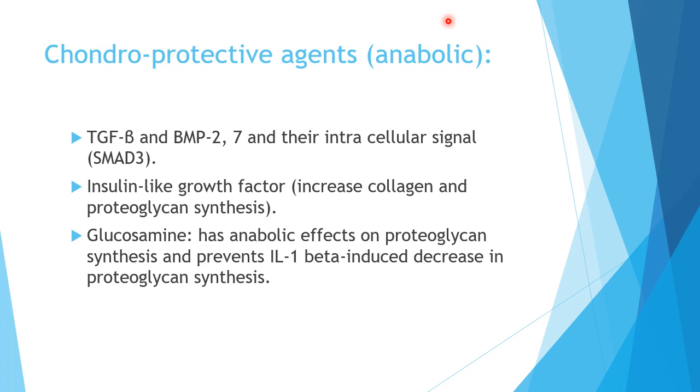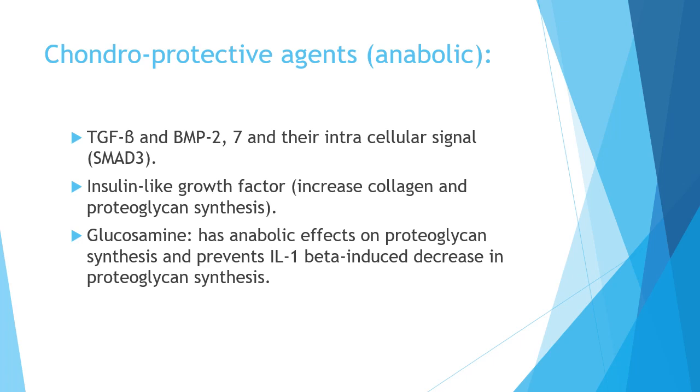So the chondroprotective, which are anabolics, includes tissue growth factor beta and bone morphogenic protein 2 and 7, and this works through intracellular signals, which is called SMAD3. Tissue growth factor beta, bone morphogenic protein 2 and 7, and also their intracellular signal, which is the SMAD3. Insulin-like growth factor, this also is a chondroprotective. It increases the collagen and proteoglycan synthesis.